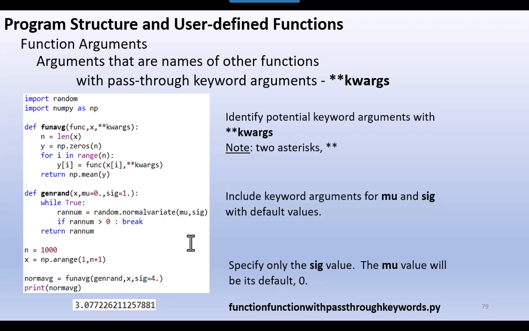This is what we illustrated to you, and you identify it with double asterisk KWARGS, and you include keyword arguments with default values when you define the function that's going to be passed into FUN AVG. Here we illustrate only specifying the sig value, and the mu value will retain its default value of 0, all right? And we give the file that illustrates this, okay?